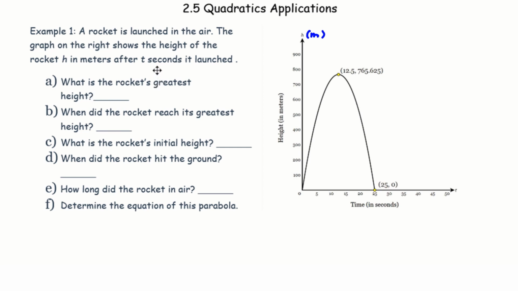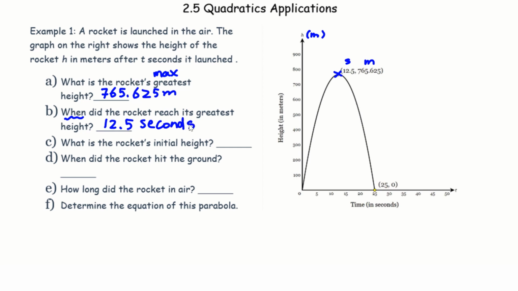Also, we could say it is the maximum height. It will be at the vertex, the turning point. The x coordinate is time, the y coordinate is height. So the greatest height will be the y coordinate at the vertex, so 765.625 meters. And when did the rocket reach its greatest height? That asks for time, so the time in seconds at the vertex is 12.5 seconds.